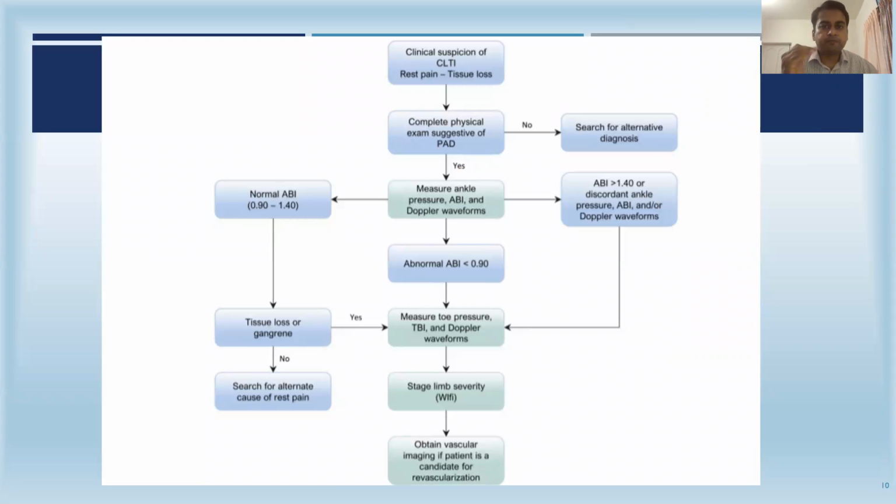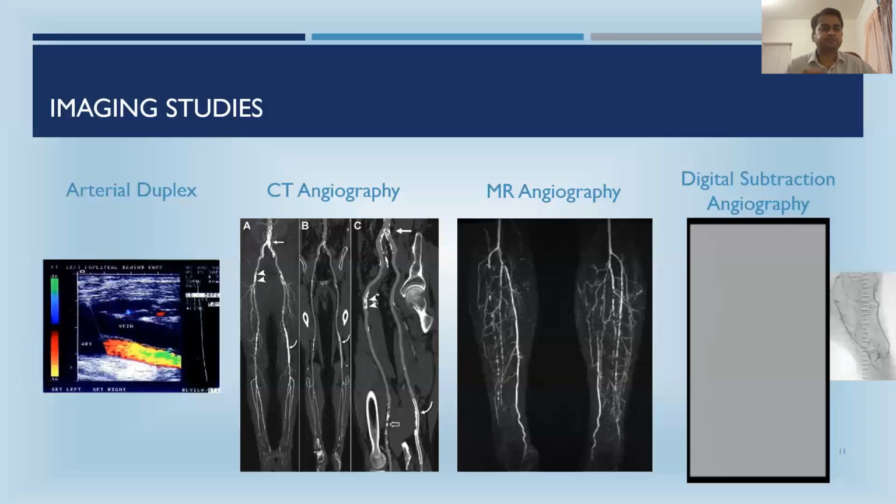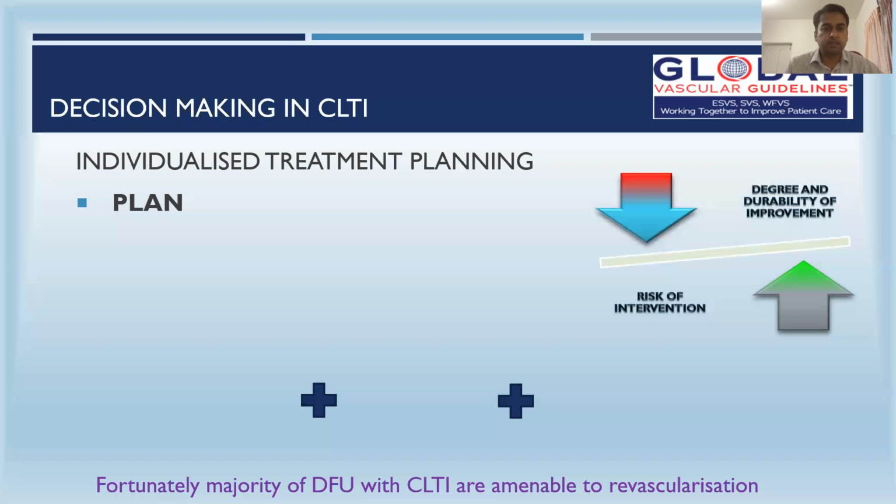So in short, when we suspect a patient with critical limb ischemia or chronic limb-threatening ischemia, you do a clinical assessment, Doppler or ABI measurements, and if there is evidence of vascular insufficiency, you stage the limb by the WIfI staging system. Then, if the patient is a candidate for revascularization, you go for appropriate vascular imaging. Various imaging modalities are available, from the simple arterial duplex to the more elaborate angiographic studies: CT, MR, or catheter-based angiography. I'm not going to elaborate more because I think the subsequent speakers will do that.